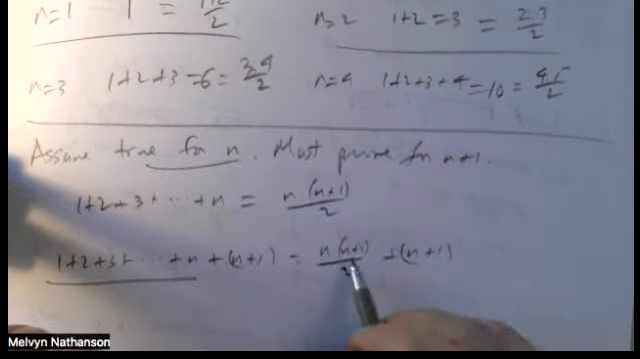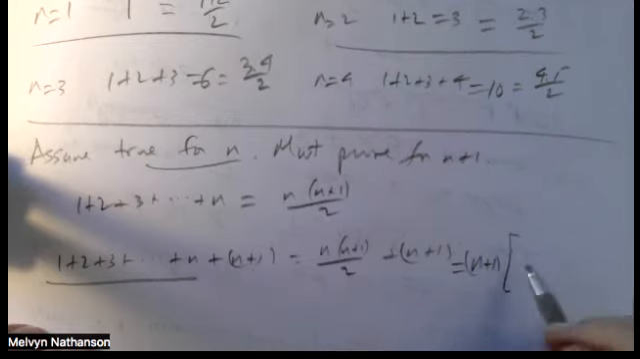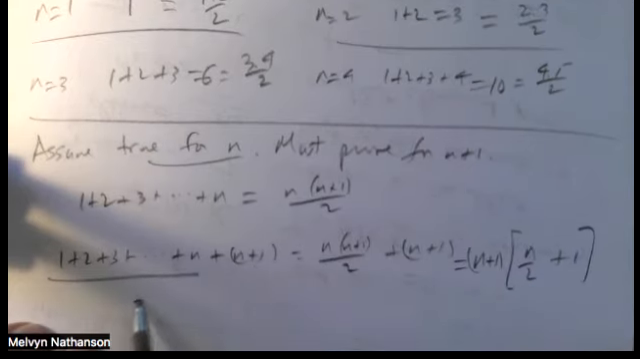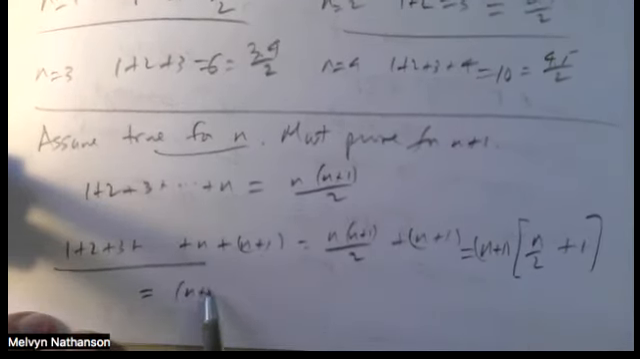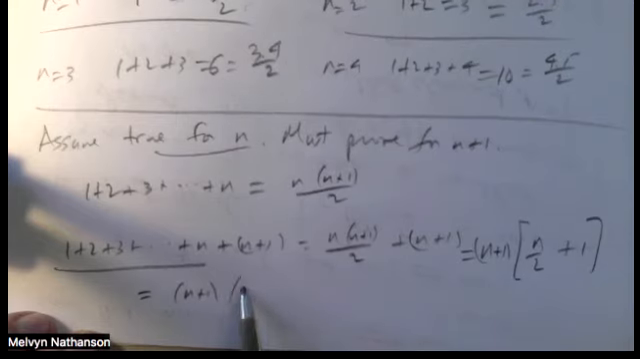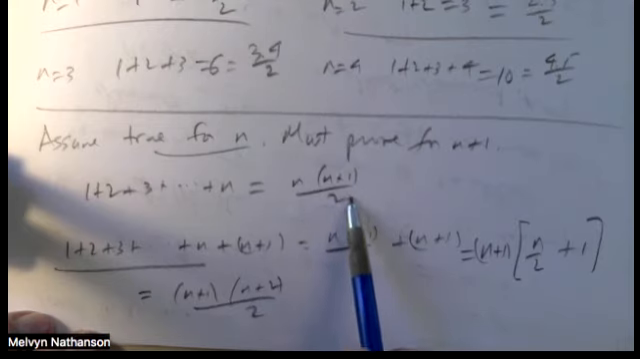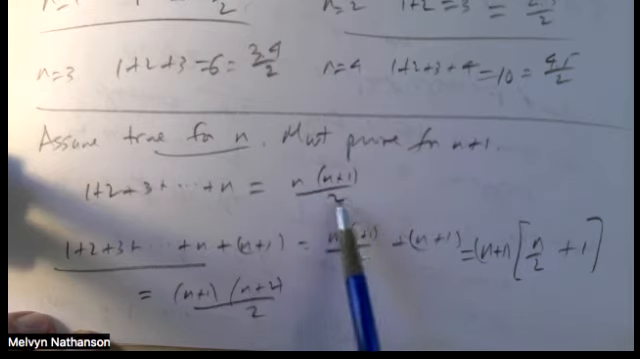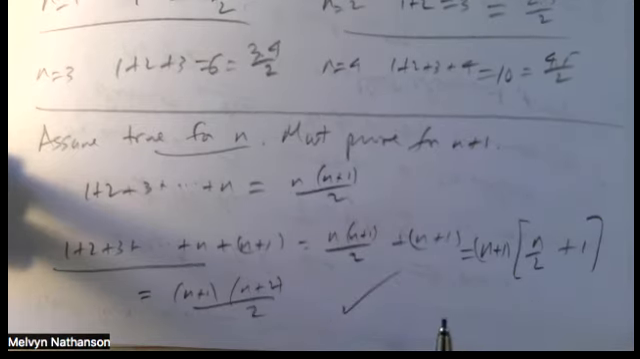And now we just do some elementary arithmetic. If I factor n plus 1 out of this, I get n plus 1 times n over 2 plus 1. N over 2 plus 1 is n plus 2 over 2. And that's exactly this formula with n replaced by n plus 1. When you replace n by n plus 1, you get n plus 1 times n plus 2 over 2. So that's a proof by mathematical induction.